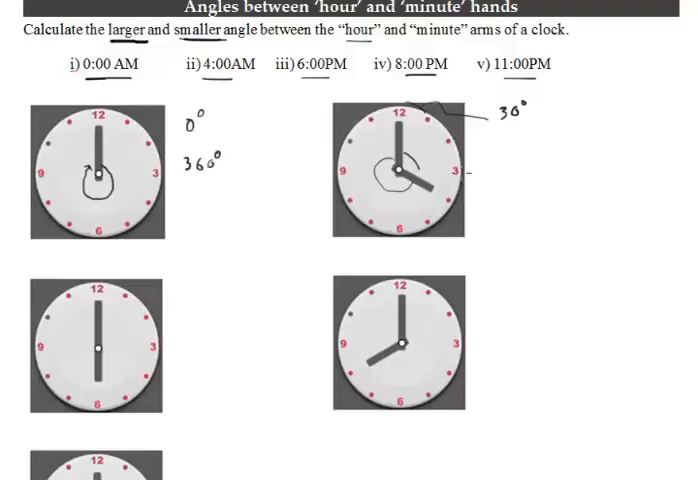So here 1, 2, 3, 4. So this 4 hour will cover 4 times 30 degree, that is 120 degree. So this small angle will be 120 degree. This one complete revolution is 360 degree. So this larger angle will be 360 minus this small angle. So minus 120, that means 240 degree. So at 4 AM, the angle between hour and minute arm, smaller angle is 120 degree and larger angle is 240 degree.